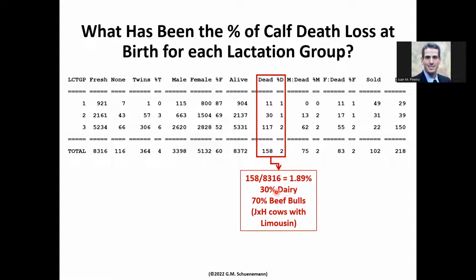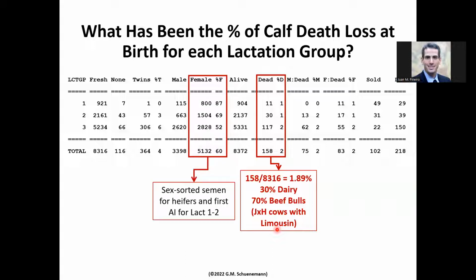And it is important here because 30% they are using dairy bulls, and 70% they are using beef bulls. And most of the cows are Jersey-Holstein crosses, and they use Limousin bulls in this particular case. So yes, it's important. You can get really good performance, and the calves look really nice.